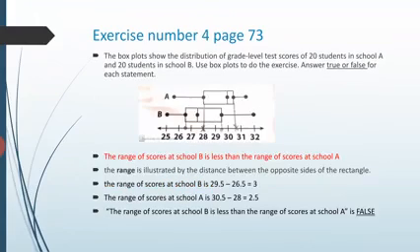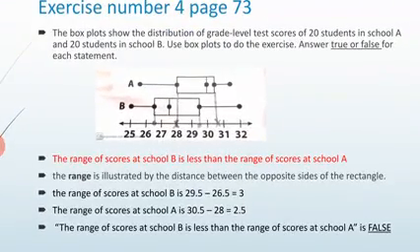Exercise number 4, page 73. We have again the same box plots that show the distribution of grade level test scores of 20 students in school A and 20 students in school B. Again we want to say if the statement in red is true or false. They say that the range of scores at school B is less than the range of scores at school A. The range is illustrated by the distance between the opposite sides of the rectangle.